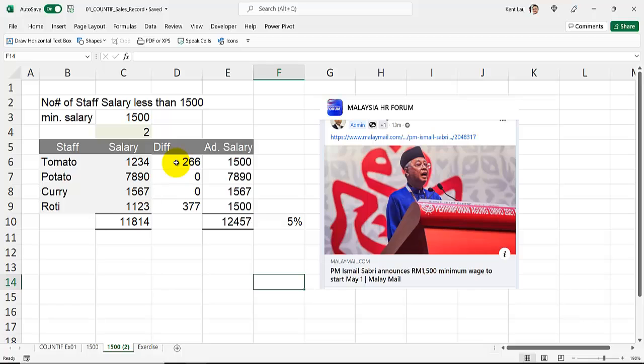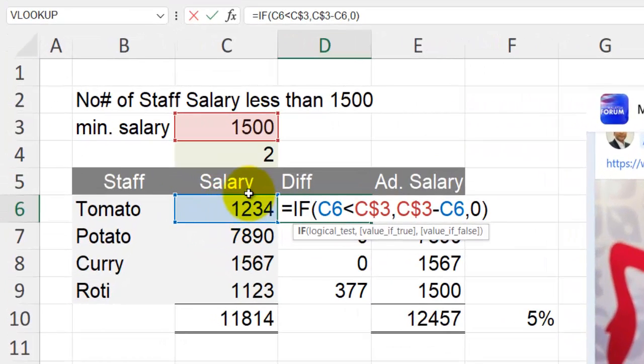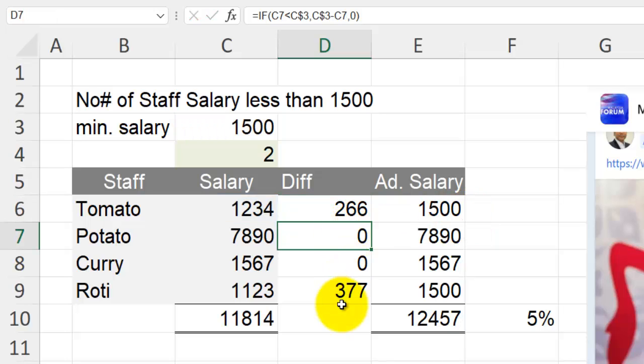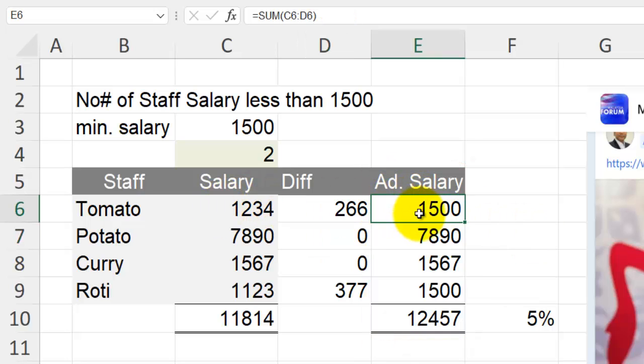Well, you use the IF function. The IF function will help you check whether this salary is less than 1,500. If it is, then we calculate the difference, followed by the rest. Next, your boss will want to know the total adjusted salary. That will be just adding up these 2 values and you get 1,500. And the overall will be increased to 12,000.